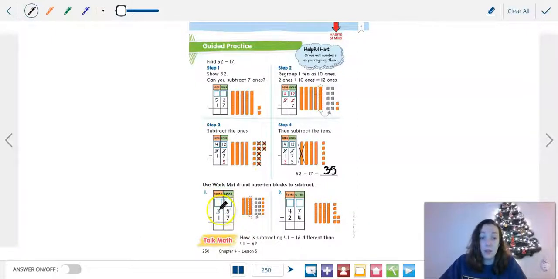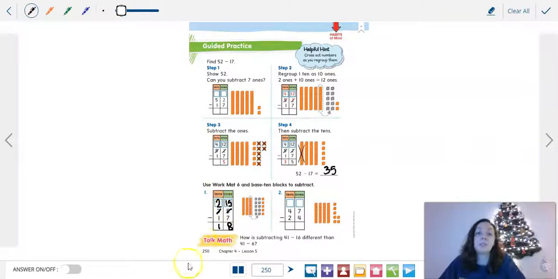So if we took away a 10, take away 1 ten from 3, it becomes 2. And then we added 10 to 5, so it becomes 15. Now our problem becomes very simple. We have 15 minus 7, which is 8, and 2 minus 1, which is 1.